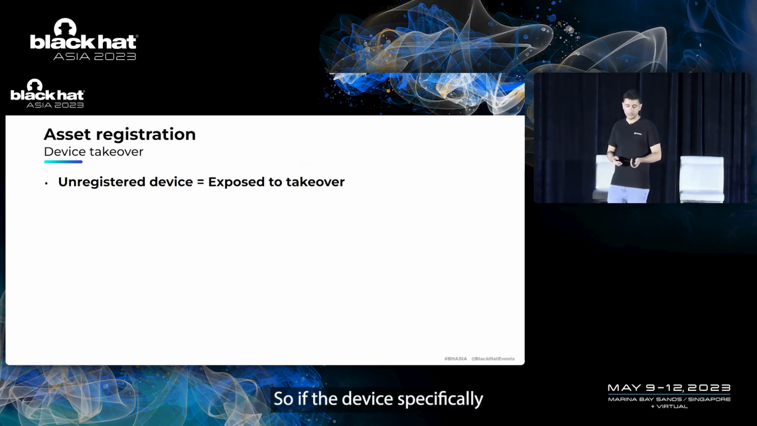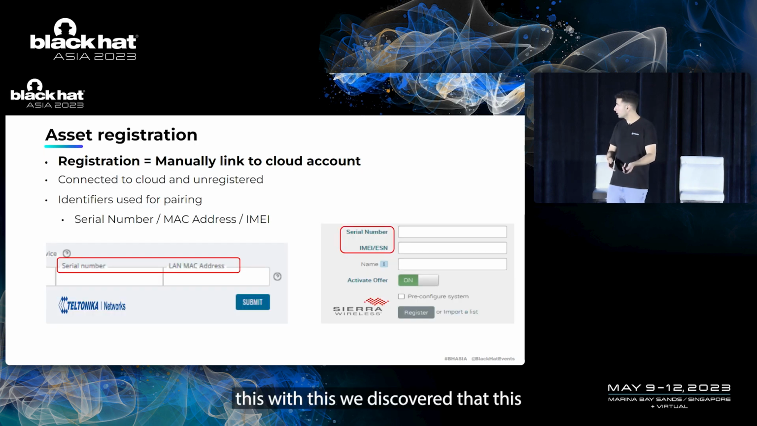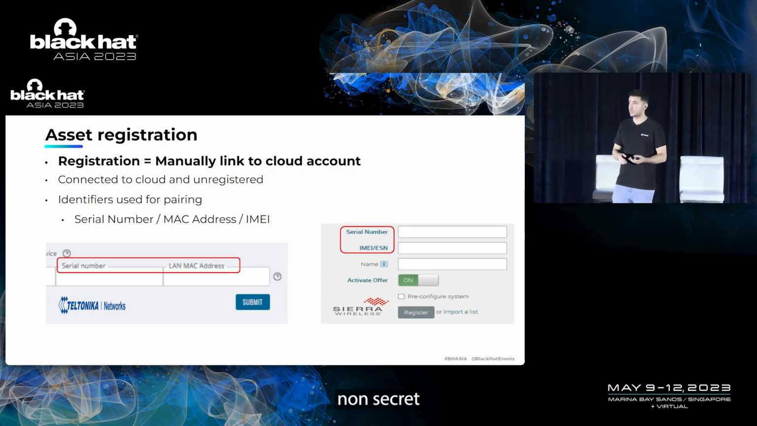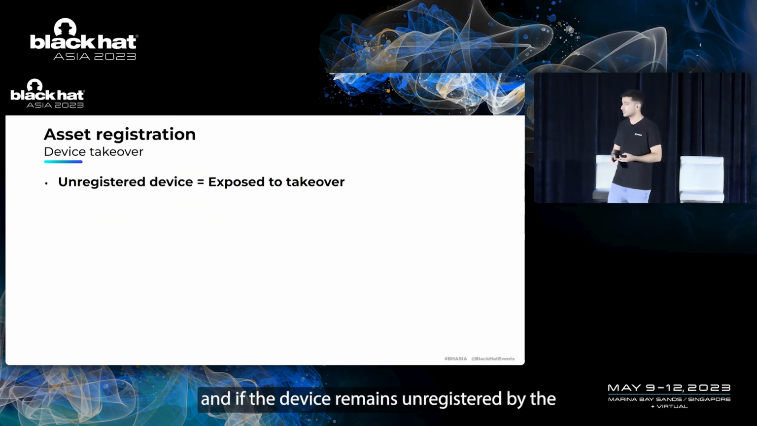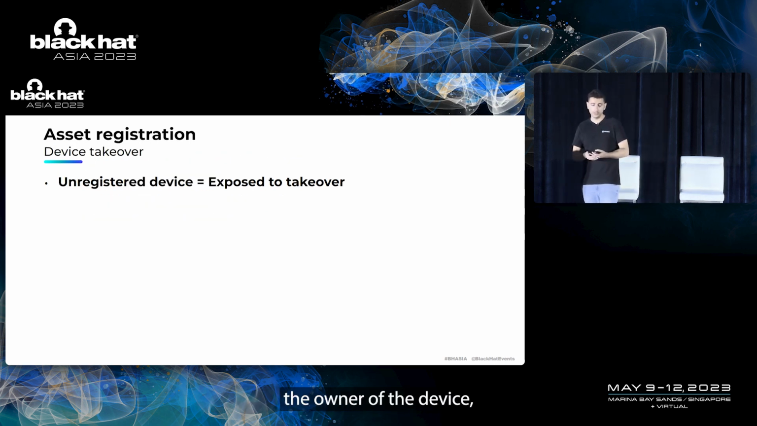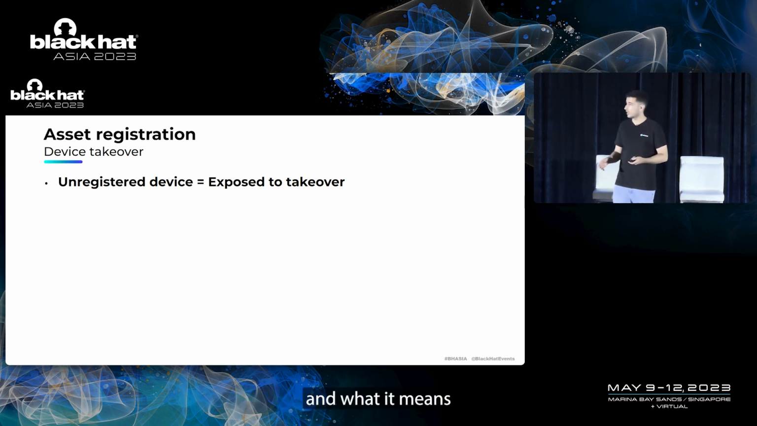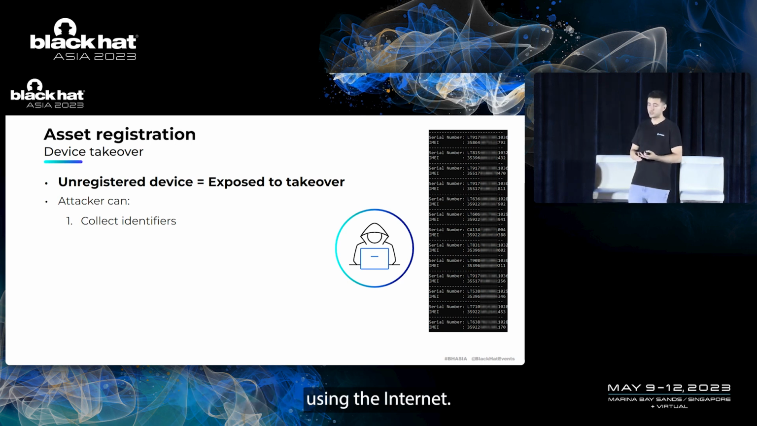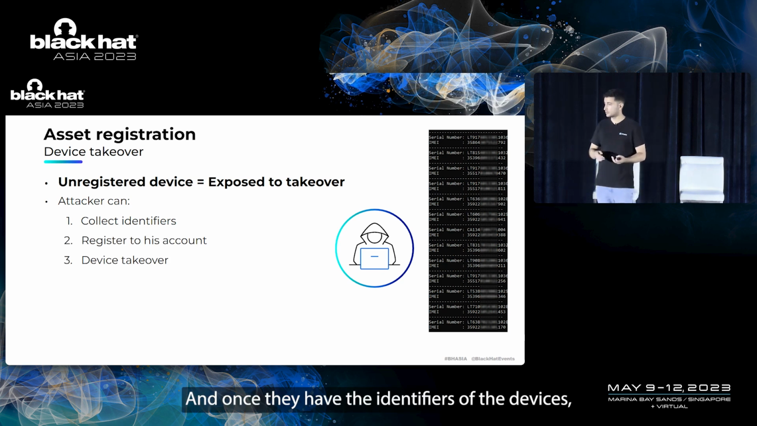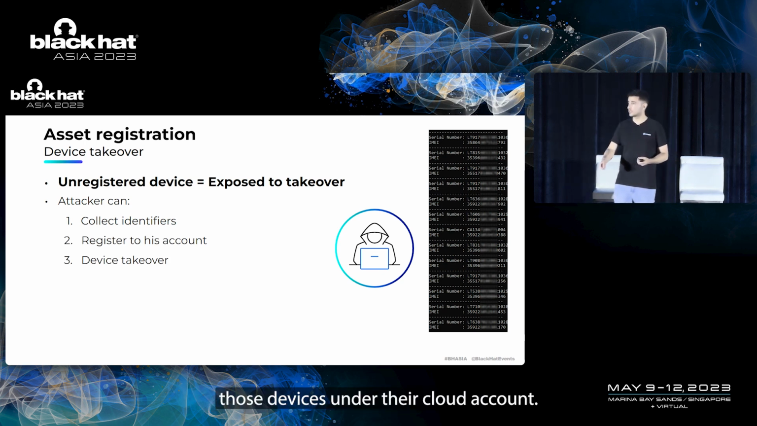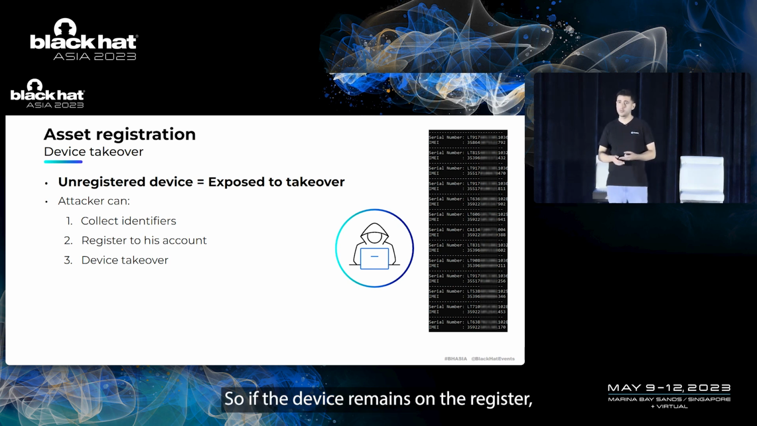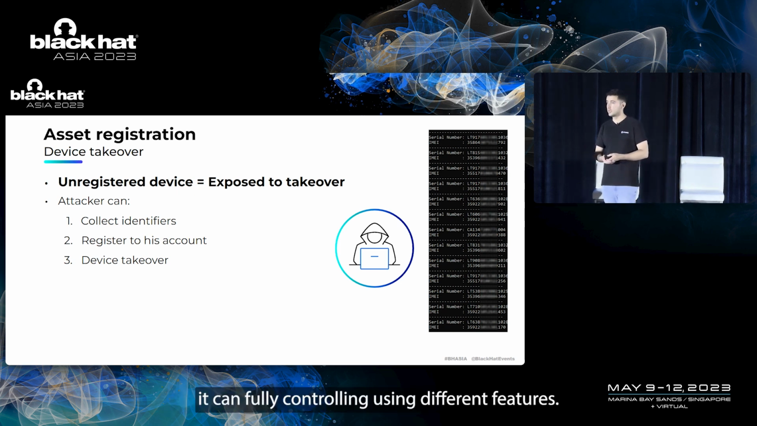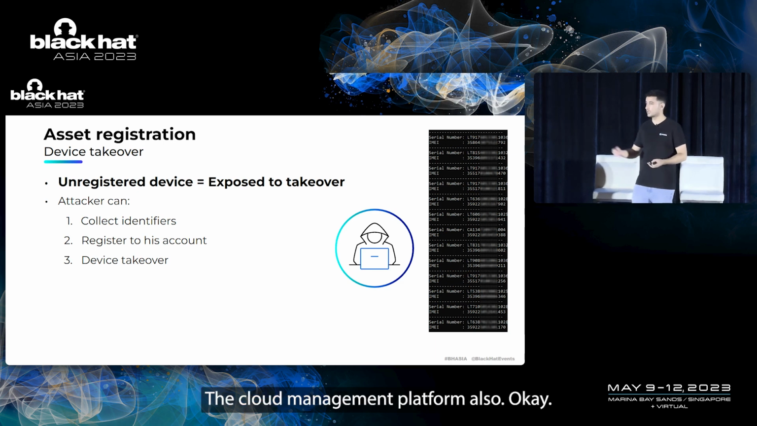We discovered that this common registration mechanism that depends on non-secret identifiers is flawed. And if the device remains unregistered by the owner of the device, it actually exposes the device to takeover. What it means is that attackers can collect the identifiers in different ways using the internet. And once they have the identifiers of the devices, they can try to register those devices under their cloud account. If the device remains unregistered, it will actually work. And now when the device is under the attacker's account, they can fully control it using the different features the cloud management platform offers.